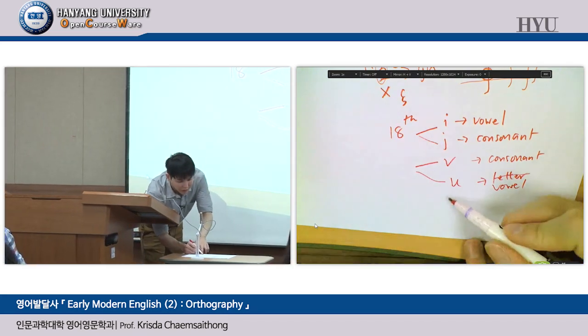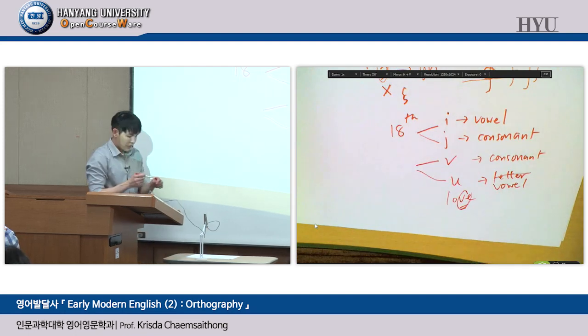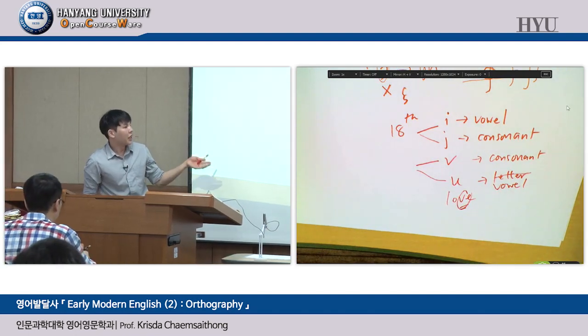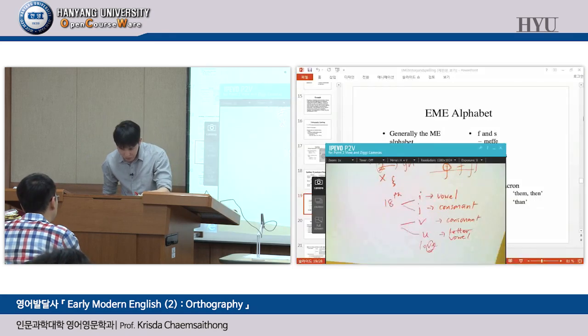So for the word love, for example, we use the V because this is not a vowel, right? But you know that in Middle English, you could use anything, right? Okay.